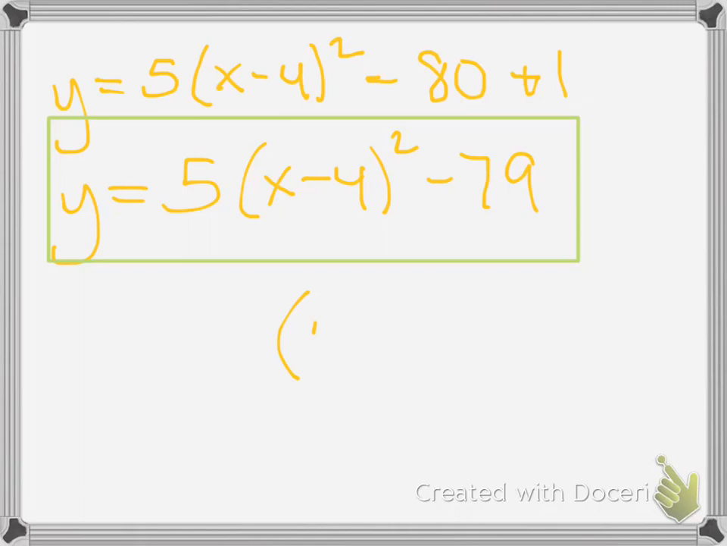The vertex is going to be 4, comma, negative 79. Remember, the h is the opposite, and the k is the same. So that's going to be the vertex. So if we're going to plot this, it's got a stretch factor of 5, and it's concave upward, so positive orientation. So we can see all the stuff that we are supposed to see.